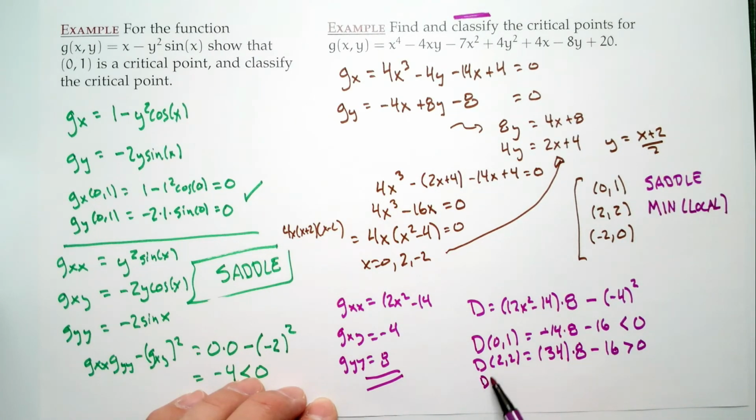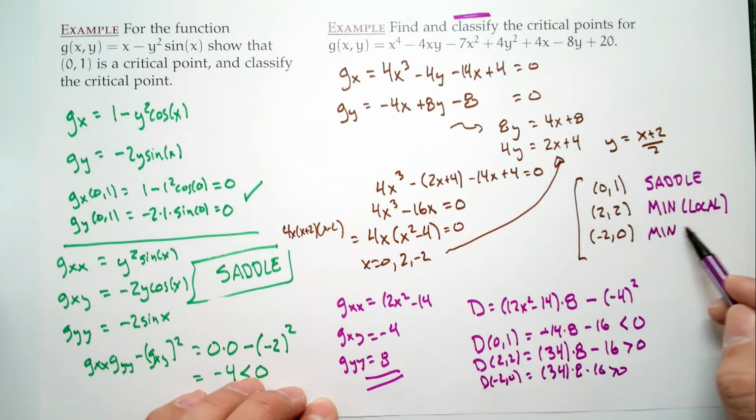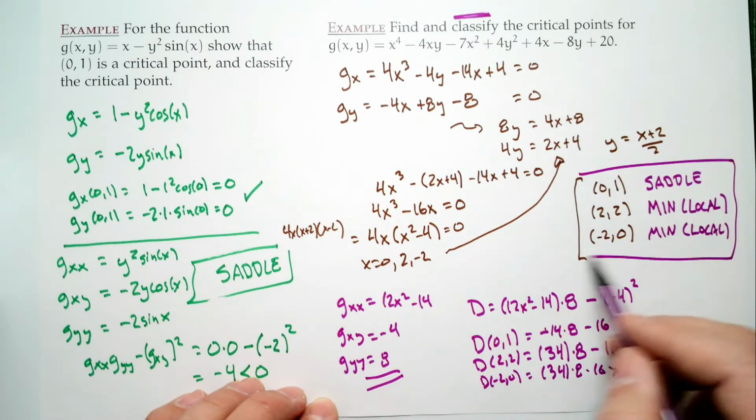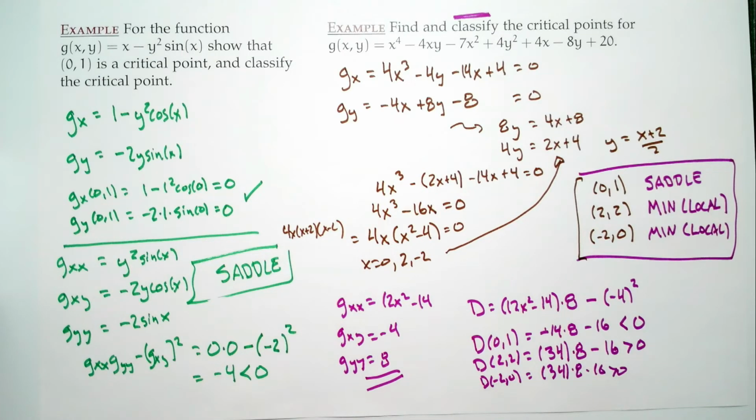When you plug in (-2, 0), it turns out the only thing that matters is that x squared. It's going to turn out to be the same. So it's also a min. Because, again, this doesn't depend on x. And so there we go. All right, so there's our find and our classify.